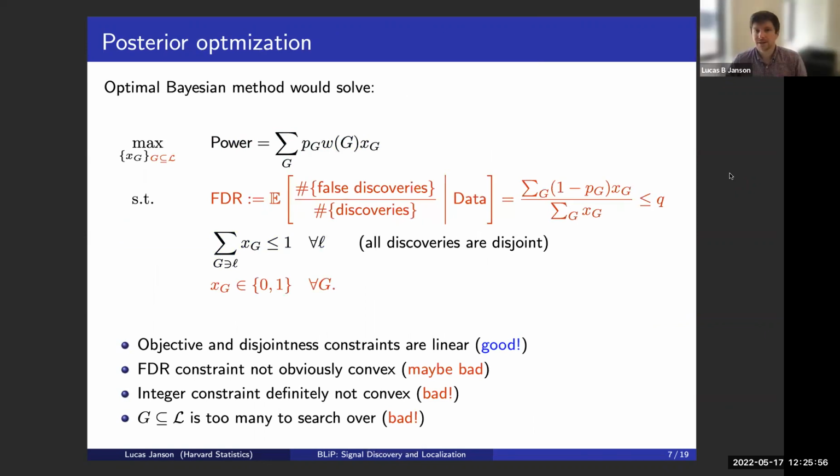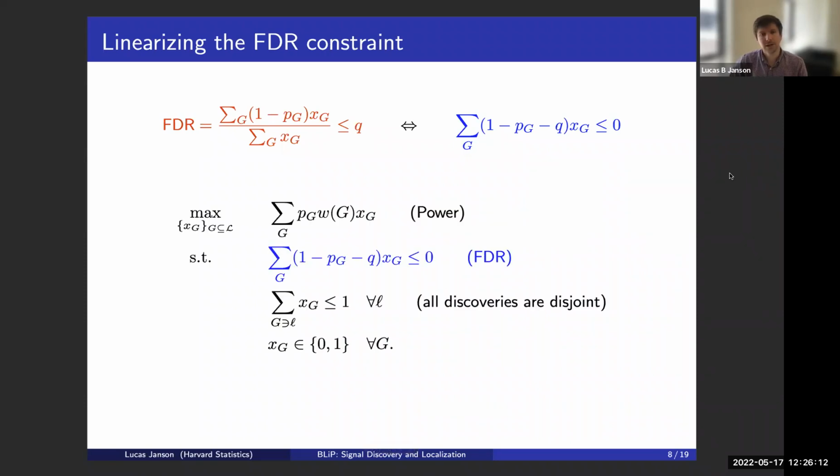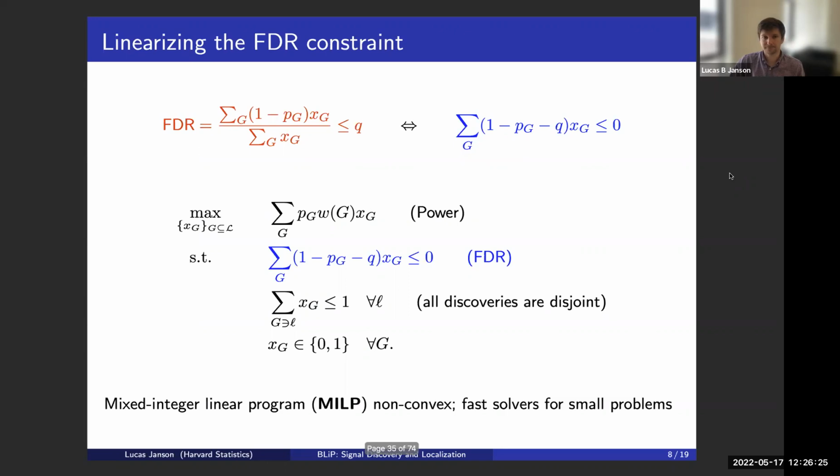Okay, so let's get rid of some of this red. The first piece of red that's easy to get rid of is the FDR constraint. It turns out this is just a linear constraint in disguise. We basically need to move the denominator over to the right-hand side and then subtract, and we get a nice linear constraint. There's nothing more to it. So I've turned the FDR constraint blue. We always want linearity in optimization problems: linear objective function, linear constraints. Those are all good things to have.